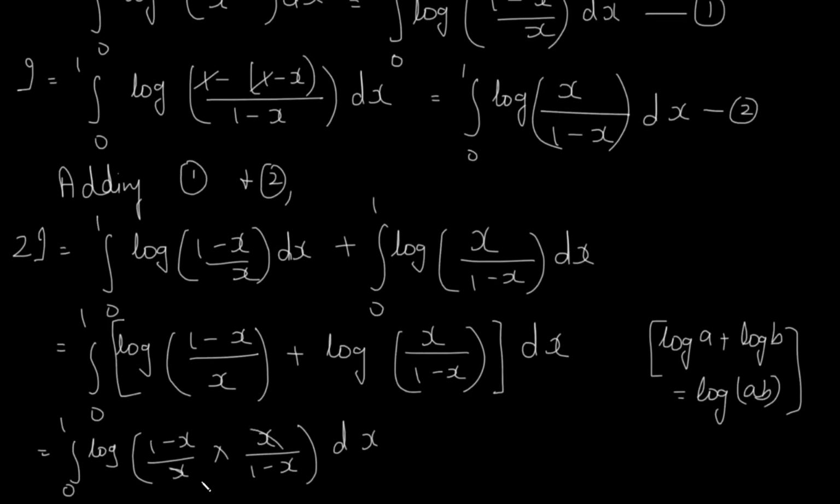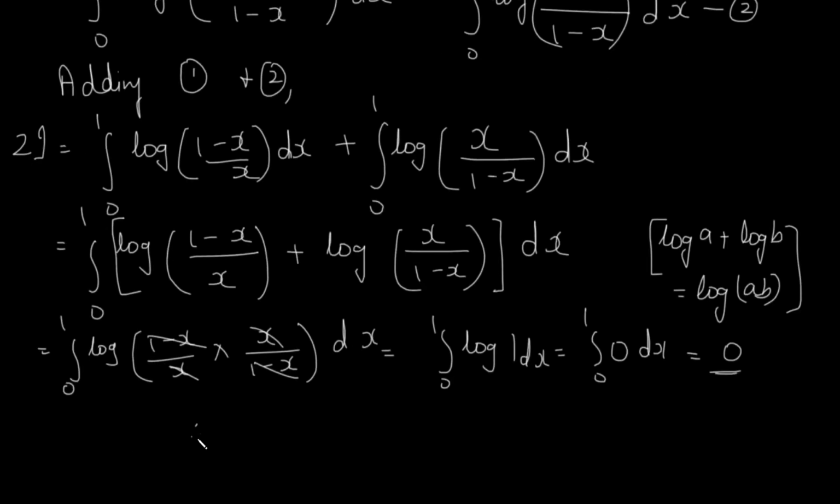Here obviously these terms go away. So we are going to get the integral from 0 to 1 of log 1, but log 1 is 0. So we are going to get the answer as 0. We get the integral from 0 to 1 of 0 dx, and the answer for which is 0. Thus we get 2I is equal to 0, and therefore I is equal to 0 in this case.